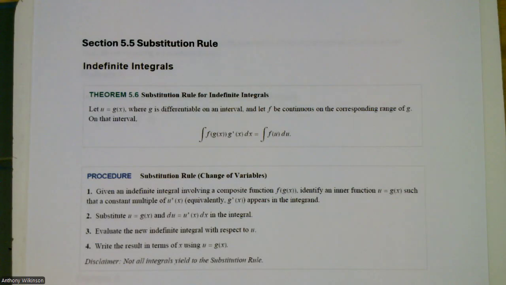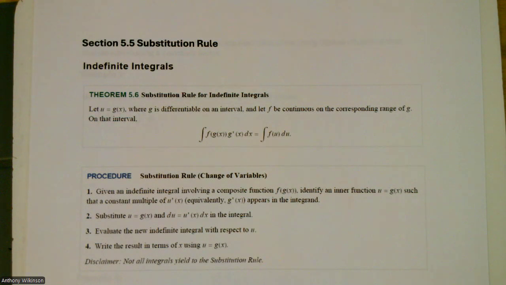Okay. That's just a substitution rule for indefinite integrals. Now, the procedure that we're going to use is this. Number one, you're given an indefinite integral involving a composite function f of g of x. Once you're given that, you're going to identify an inner function u equaling to some g of x such that a constant multiple of u prime of x, equivalently g prime of x, appears in the integrand.